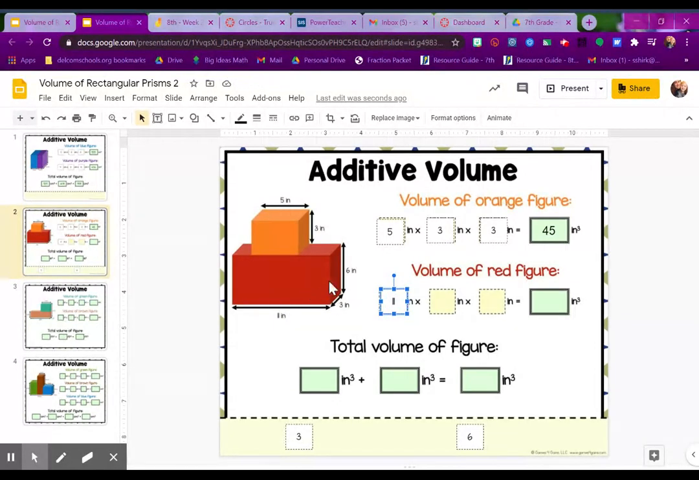But here's the thing, let's make sense of this problem. If I have a length of 5 for my orange box, can I have a length of 1 for this red one? I can't. That doesn't make any sense at all. So making sense of the problem, it has to be 11. The width is 3. And the height is 6.